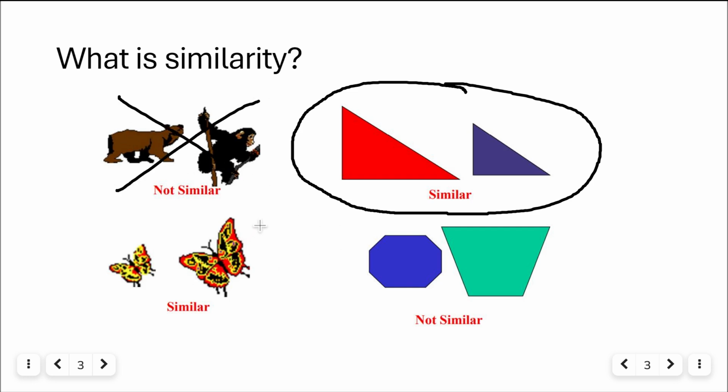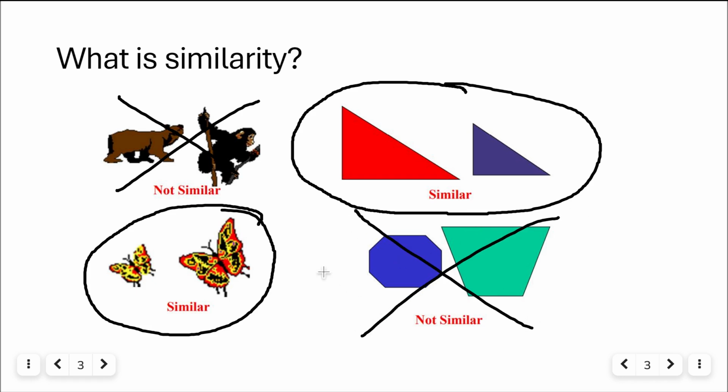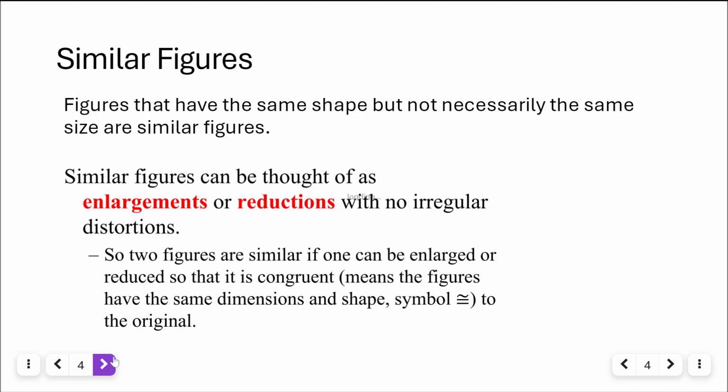But these butterflies they are similar because one's a smaller butterfly and one's a larger butterfly. And then these two shapes, they're not similar either. This is an octagon, right? 8 sides. And this is a trapezoid, it looks like, potentially. So they're not similar. They're not even the same shape. Okay, so that is similarity. Hopefully you remember that from shapes class at some point.